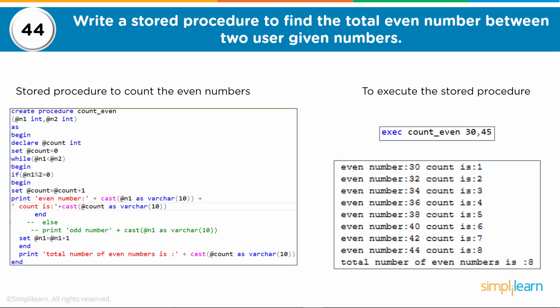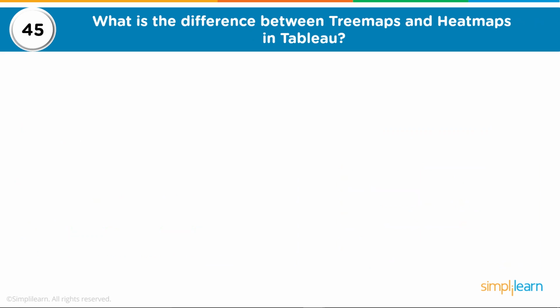So it'll go from n1 all the way to n2. And it'll print the total number of even numbers. And you can see here we went ahead and executed it. We're going to count the even numbers between 30 and 45. And you can just see it goes all the way down to 8.